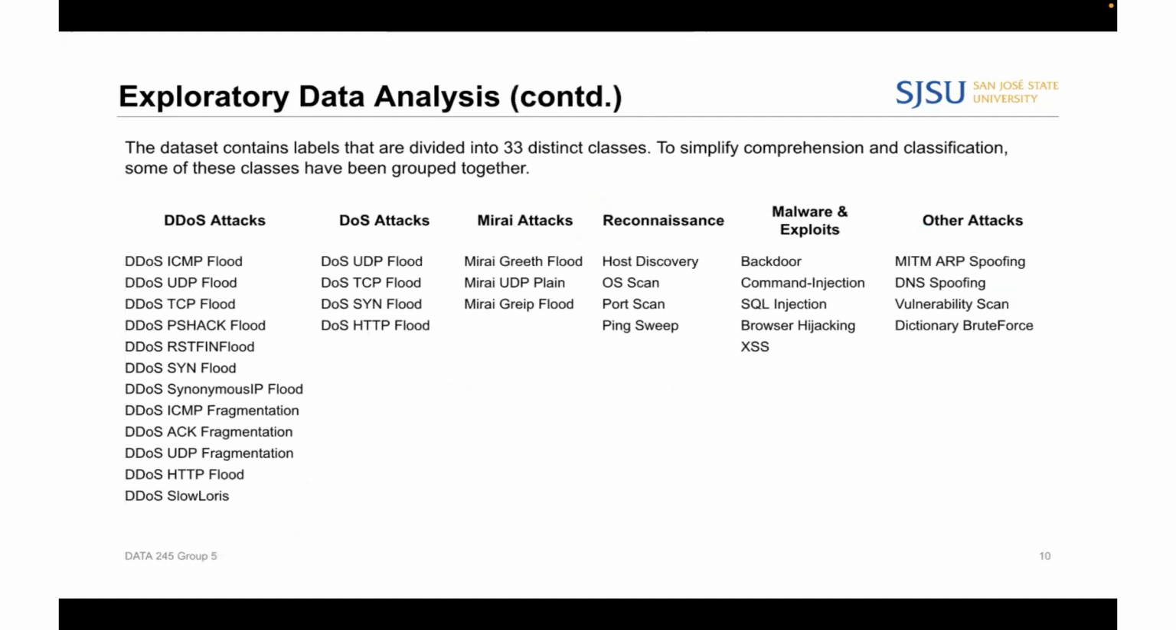The next thing we found is that there are 33 distinct classes, but these can be categorized into 7 broad categories for simplified analysis and classification. So all the DDoS attacks like DDoS ICMP flood, DDoS UDP flood are all categorized under DDoS attacks. For DoS attacks, similarly, DoS attacks, Mirai attacks, and so on.